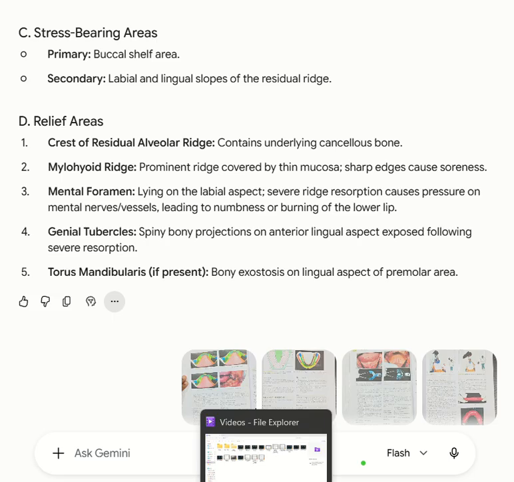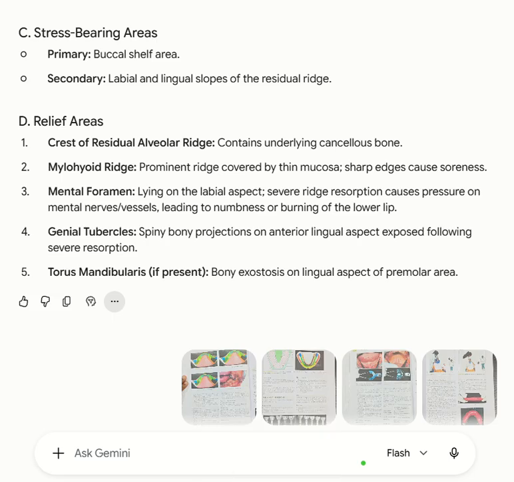Mental foramen, lying on the labial aspect: severe ridge resorption causes pressure on mental nerves and vessels, leading to numbness or burning of the lower lip. Genial tubercles: spiny bony projections on the anterior lingual aspect, exposed following severe resorption. Torus mandibularis, if present: bony exostosis on the lingual aspect of the premolar area.